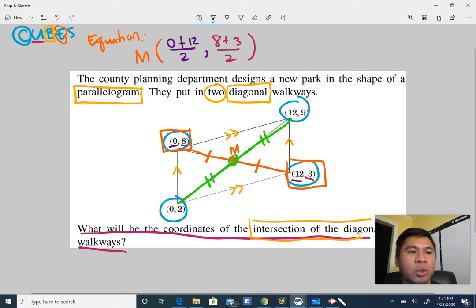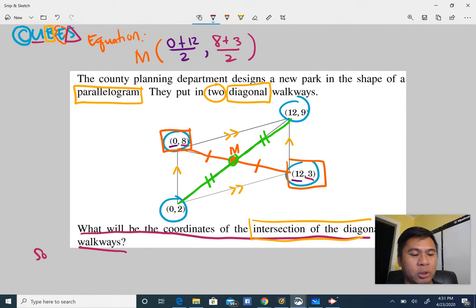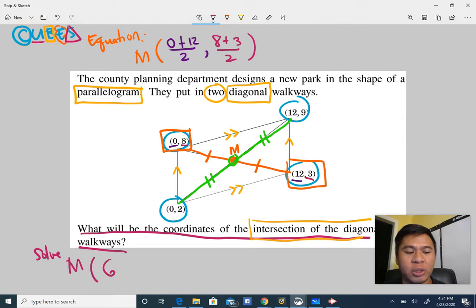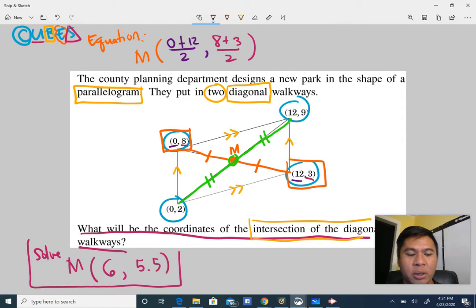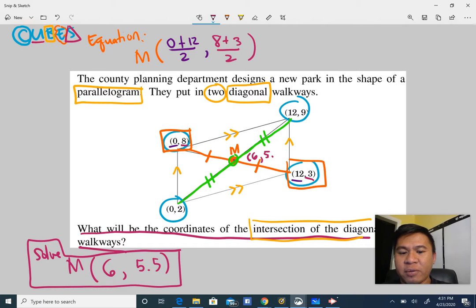Let's now go to solve this particular equation. So in order to solve this, 0 plus 12 will just be 12 divided by 2. That will be 6. And 8 plus 3 is 11 divided by 2. Then that will be 5.5. Therefore, the intersection of the diagonals will happen at that point, 6, 5.5.